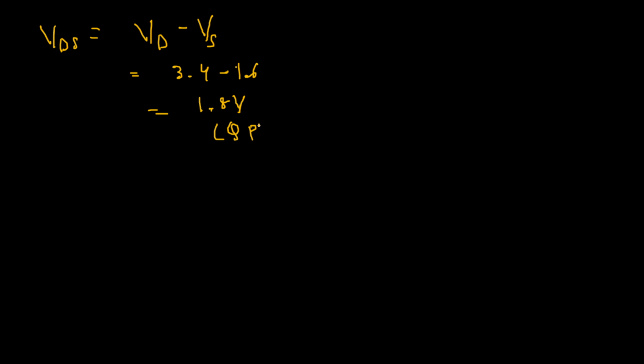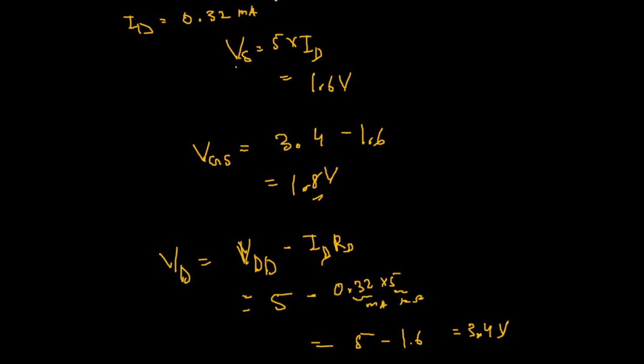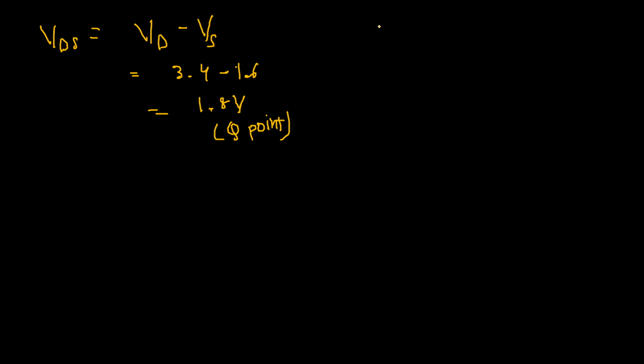So this is the Q point value, of course, and the value of ID that we found to be 3.2 milliampere. This is the Q point value too. For actually finding the intercepts of y and x axis, we need to find ID max, and ID max is given by VDD divided by RD plus RS.